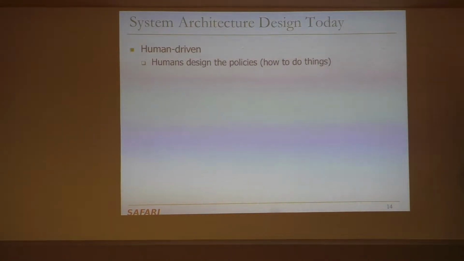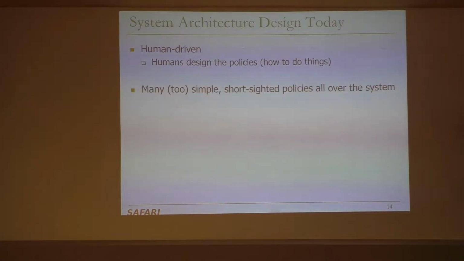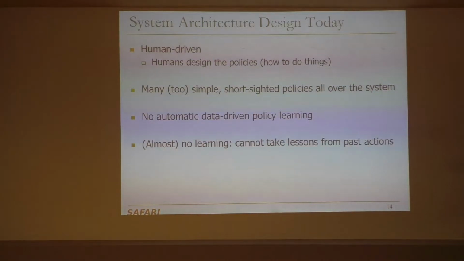But humans don't really have the capability to reason about so many different dimensions. But I believe learning techniques have that capability. That's what this is about, basically. As a result, because we humans don't have that ability, we have many too simple, short-sighted policies all over the system. So we don't have automatic data-driven policy learning in many of our controllers. Caches, processors, memory controllers, SSD controllers, even the most sophisticated controllers we have, they do not learn in the end. There's almost no learning. They cannot take lessons from past actions, right?